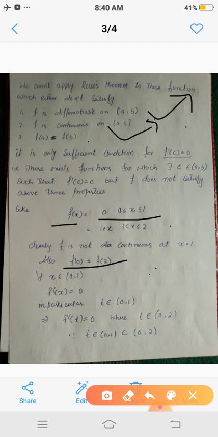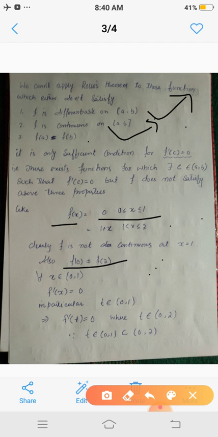When a function is not continuous, it is not differentiable, because when a function is continuous, it does not imply that the function is differentiable, but when a function is differentiable, it always implies that the function is continuous. Hence this is not differentiable at x equals 1. So this function does not satisfy the three conditions of Rolle's theorem.